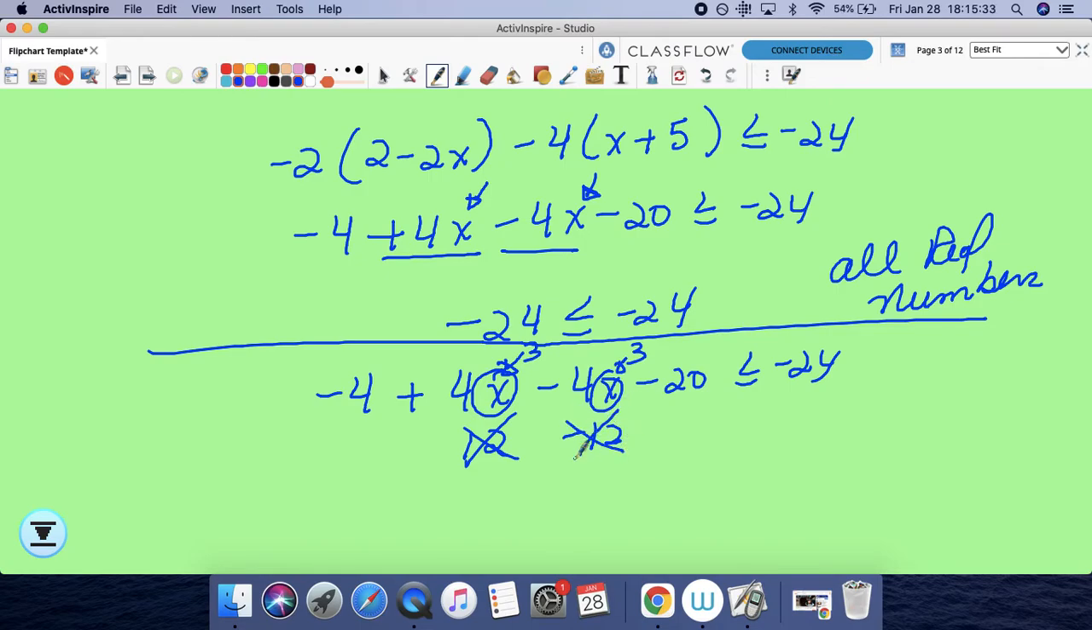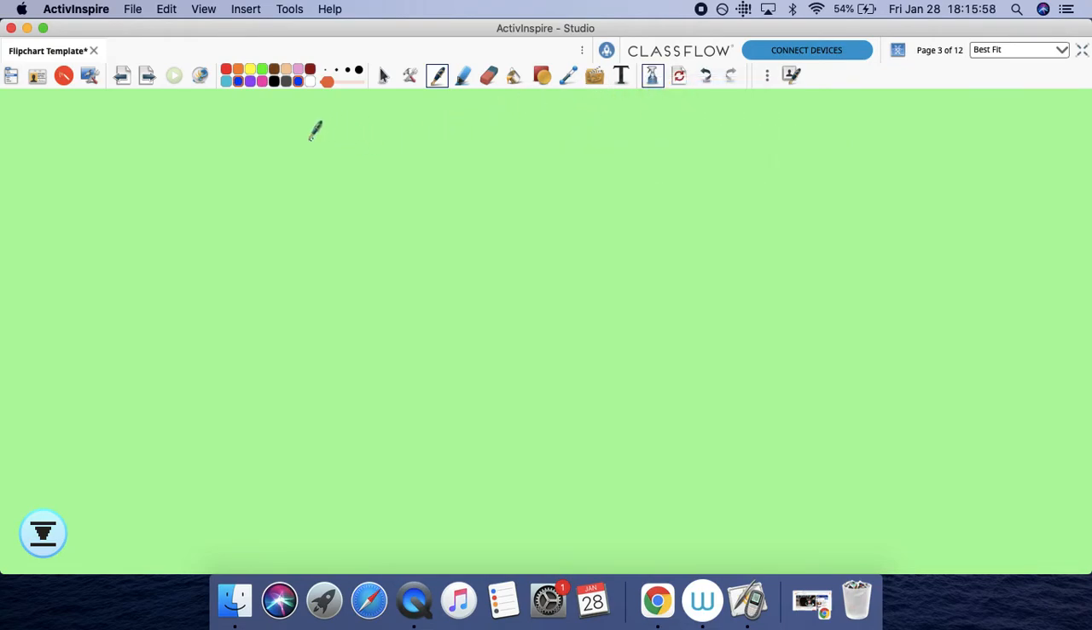So it doesn't matter what x value we substitute, it will always give me a true inequality, a true sentence here. I will always get this, and it will always work. So, number 22, the answer is all real numbers. Any number you put will work to make that inequality true.